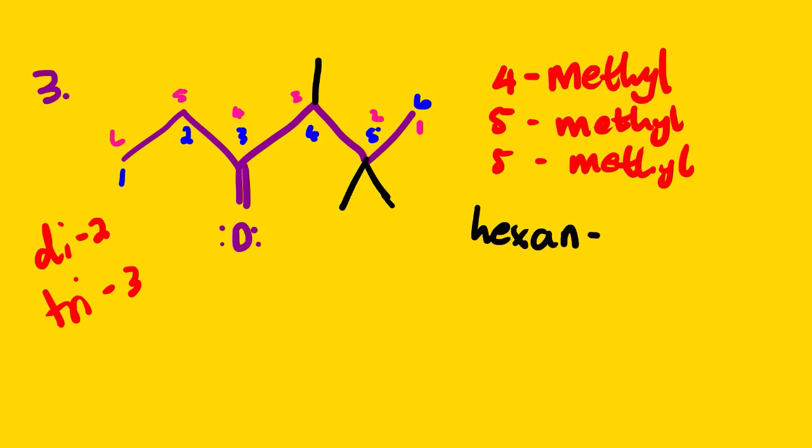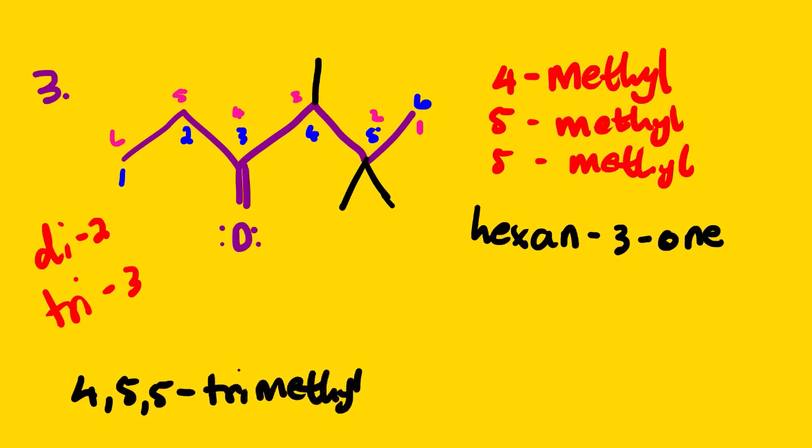Carbon number 3, that is where we have our carbonyl group, and then we have -one since it belongs to ketones. So writing the name for this, you're going to have 4,5,5-trimethylhexan-3-one.